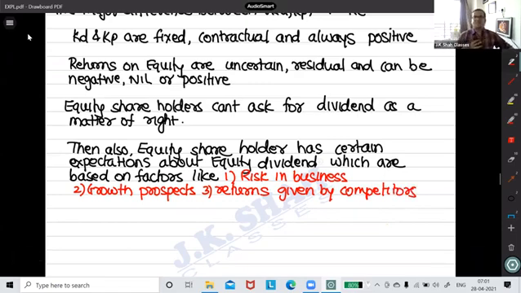That my same business competitor is giving 12% dividend. Why don't you give me dividend? Every equity shareholder will obviously have this, right? So the equity shareholders cannot ask for dividend as a matter of right. Then also, equity shareholder has certain expectations about equity dividend, which are based on factors like risk in business. What is the normal thing, guys? Higher risk, higher returns. Growth prospects, returns given by competitors, etc.